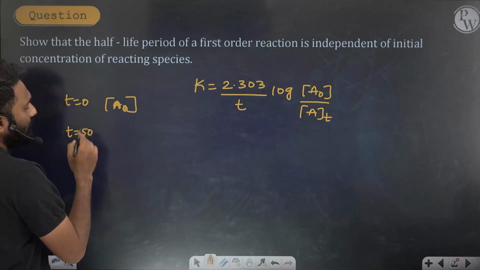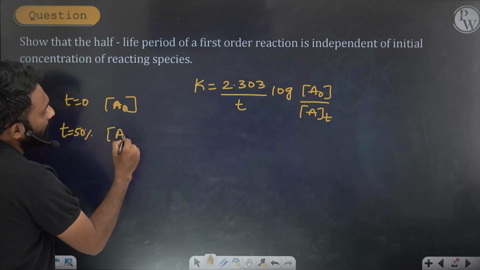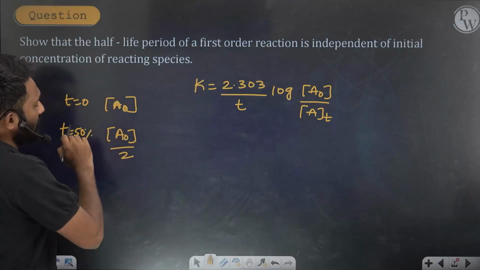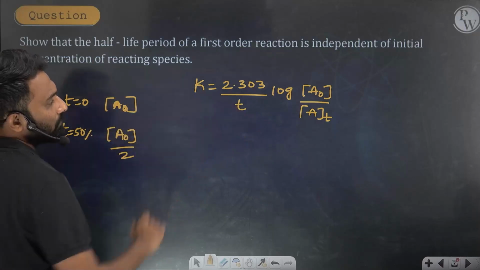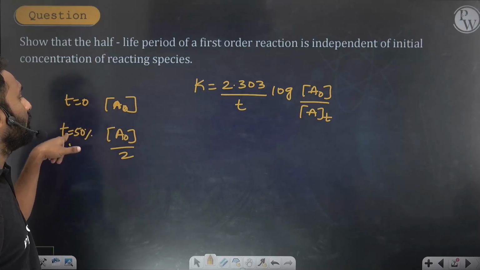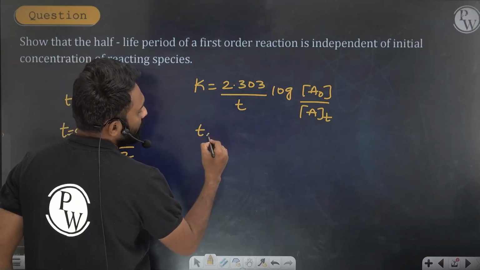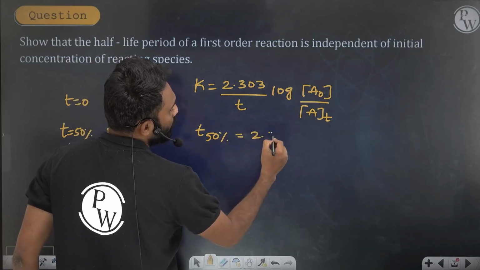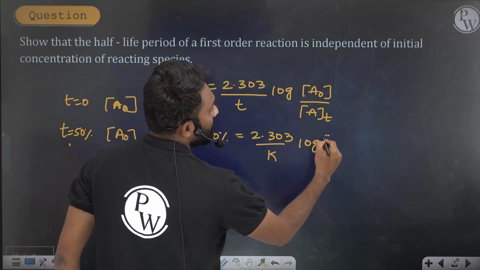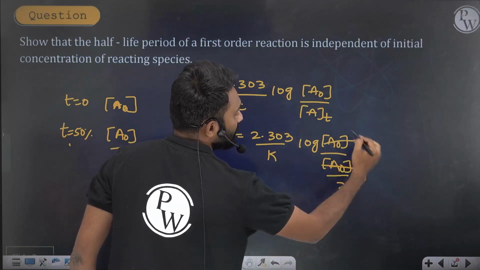In the same way at t50 percent, I am writing A0 by 2. The initial concentration becomes half. Now this is the concentration at time t, at 50 percent. Now he is asking t50. Now t50 percent is equal to 2.303 by k log initial concentration by concentration at time t, which is initial concentration by 2. Initial concentration will get cancelled.